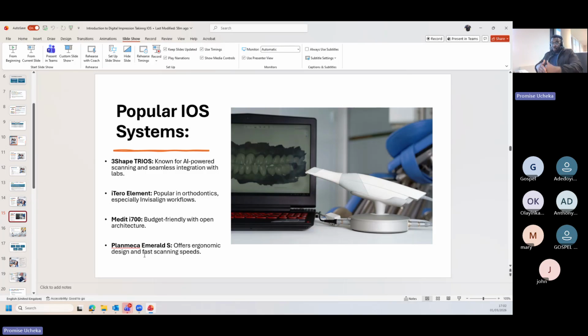So when we look at the components of intraoral scanners, they are the same. It doesn't matter where they are located on the scanner. The designs might be different because they are produced by different companies, but the function and the principles of operation will still be the same. The maintenance will still be the same.